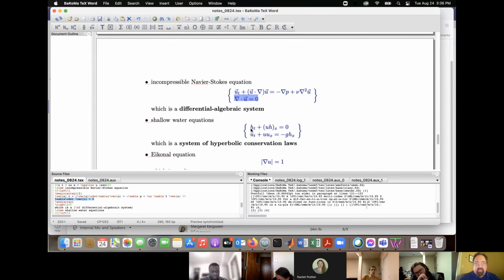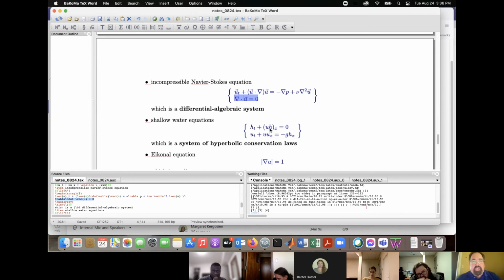Another example of a system of PDEs: the shallow water equations. So, modeling movement of water, like modeling ripples, for instance, where h is the height of the water, and I believe u is the velocity. So here we have the derivative of h with respect to t, and a function of h differentiated with respect to x. So this is conservation law form. Here we have two conservation laws that are coupled together.